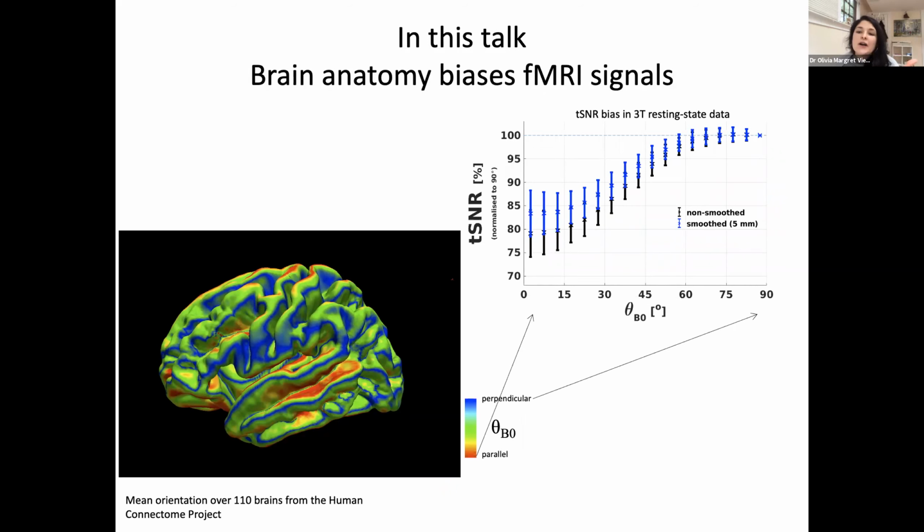This is a result I will present in more detail later. So in this talk, we will visit cortical orientation induced biases in functional MRI signals. Here you can see an atlas of average brain orientation in the MRI scanner. And to the right, I'm showing how areas that are more parallel, like red, have a lower temporal SNR, and areas that are more perpendicular are those that have higher tSNR. For those that are not familiar with tSNR, it is somewhat a measure of signal to noise and kind of the currency of fMRI.